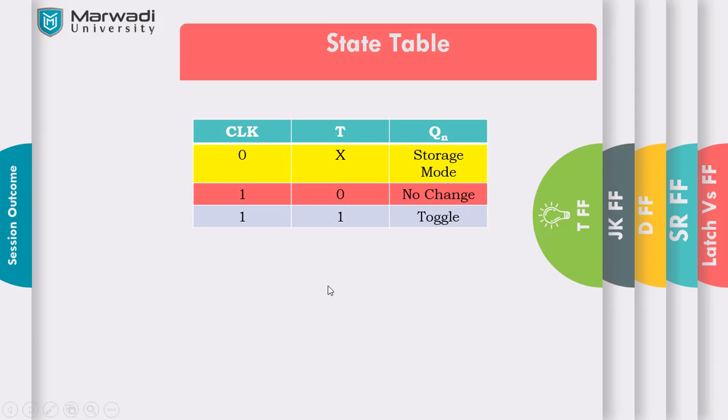Let's see the state table. We know only two states are possible. If T equal to 0, the state is no change. If T equal to 1, state is toggle condition. And yes, if clock equal to 0, then the Qn plus 1 will be in the storage mode.